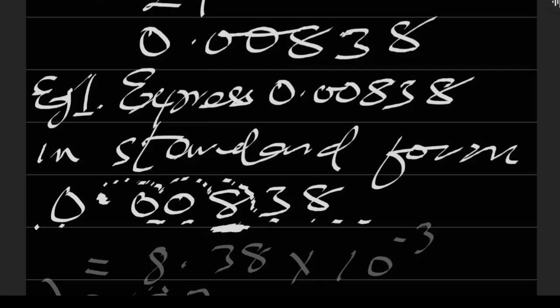Now that it moved 3 times, what will our answer be? Our answer will be 8.38 times 10 raised to the power of minus 3. Now that we're dealing with small numbers, the power will have a minus because it's a small number. We moved our decimal to the right. We are dealing with small numbers. Let's solve another example.